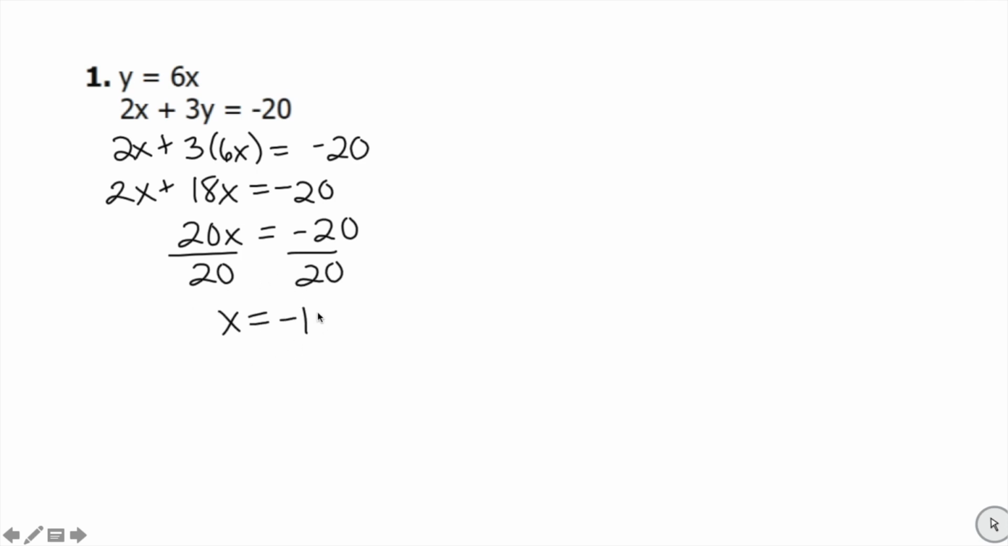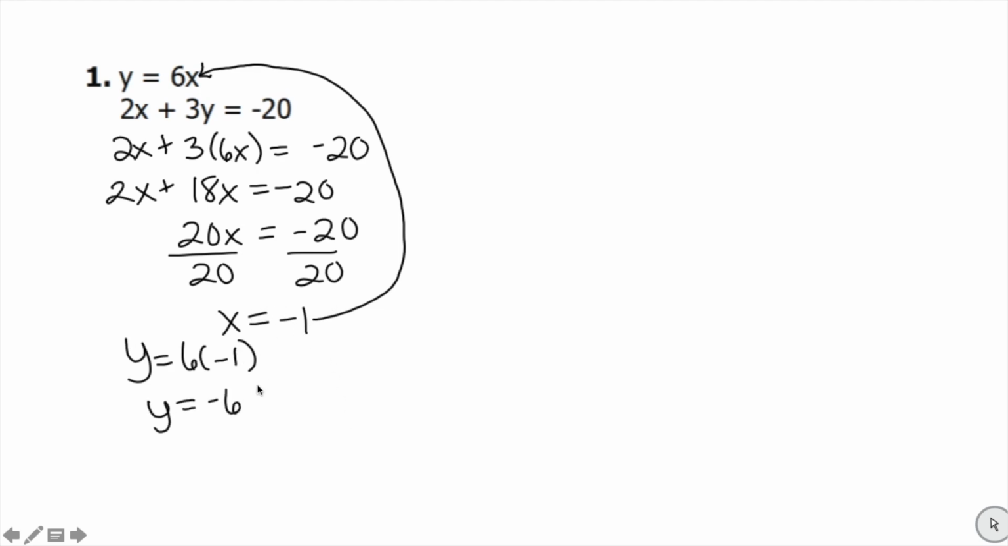Now that we have x equals -1, you plug this right back into where you had x. So now you have y equals 6 times -1, which is -6. So your answer is -1 for x and -6 for y, and that is your solution. So instead of graphing, you can do it algebraically by using the substitution method.